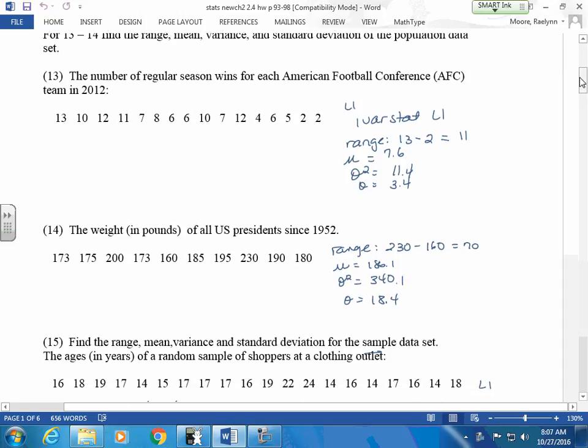So can everybody do this? Put this in your L1. Stop me if you can't. You can do a one-var stat. You can find out the range. How do I know the range? Good, the highest from the lowest.